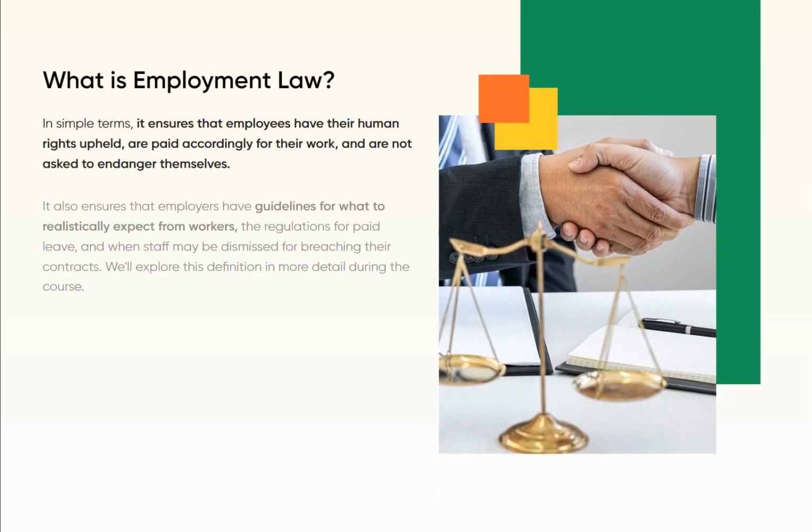In simple terms, it ensures that employees have their human rights upheld, are paid accordingly for their work, and are not asked to endanger themselves. It also ensures that employers have guidelines for what to realistically expect from workers, regulations for paid leave, and when staff may be dismissed for breaching their contracts. We'll explore this definition in more detail during the course.